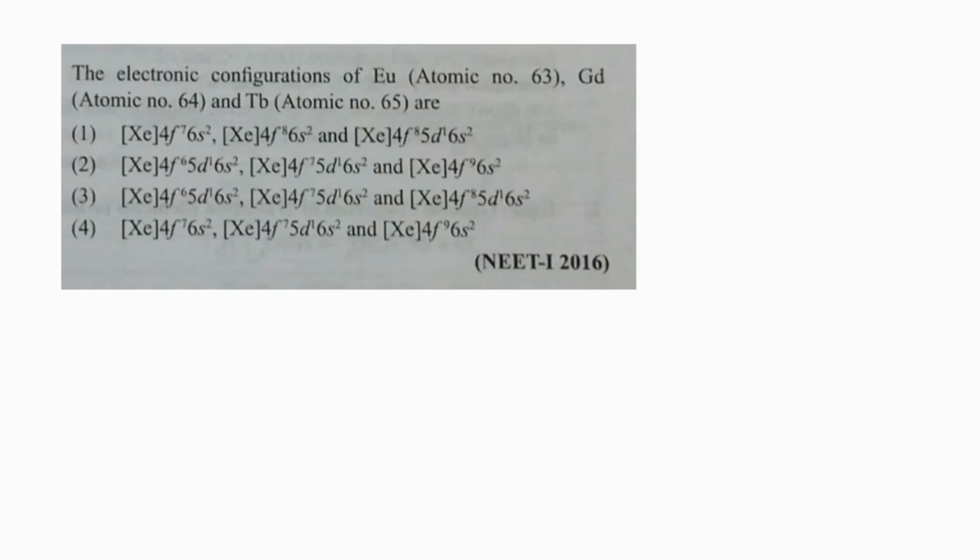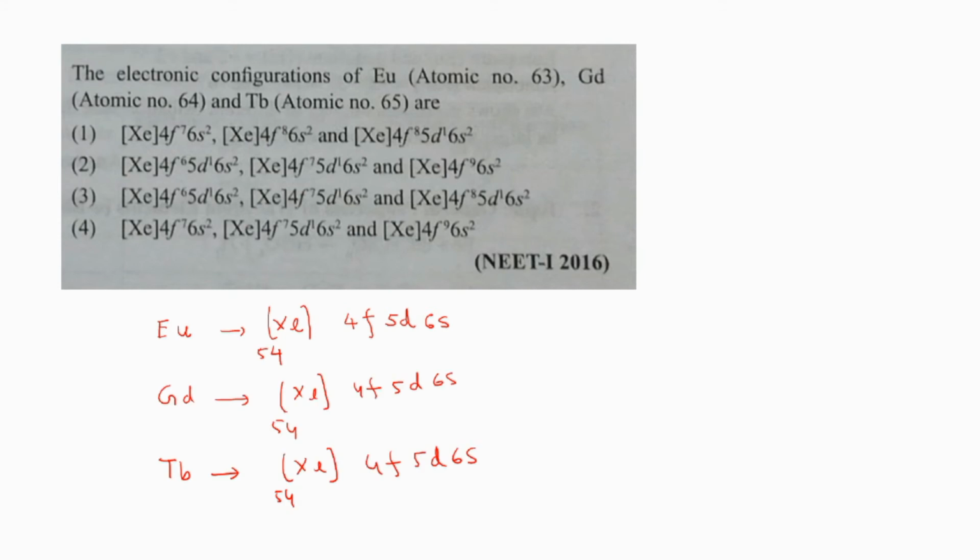See this question. If you could memorize all the elements of the lanthanoid series in order, with their atomic numbers and electronic configuration, you can answer a number of questions. See this one. The electronic configurations of europium, gadolinium and terbium are given, and you will have to choose the correct one. Try that. What is the electronic configuration of europium? All the lanthanoid series belong to the 6th period. So 6s will definitely be there, 5d will be present and 4f also will be present.